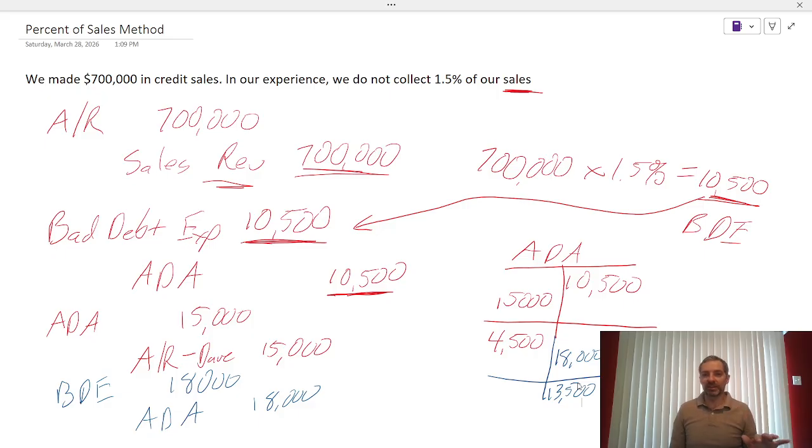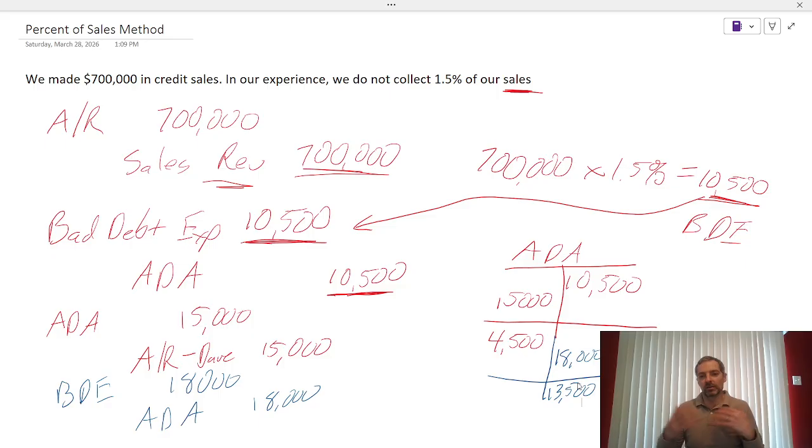One of the advantages of this approach is it really follows the matching principle. In spirit, if we did everything correctly, the matching principle says match revenues with expenses. That is exactly what we're doing. We're using our revenues to calculate the expenses, and it is a beautiful thing when we're trying to follow the matching principle. But it can cause some issues on the balance sheet.